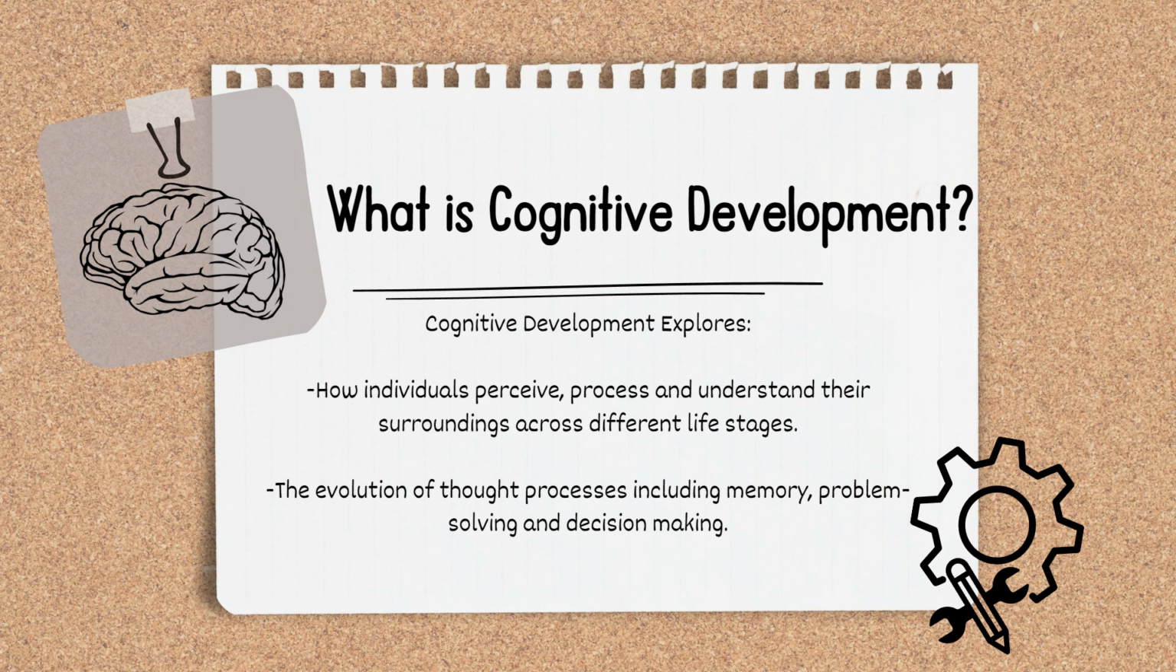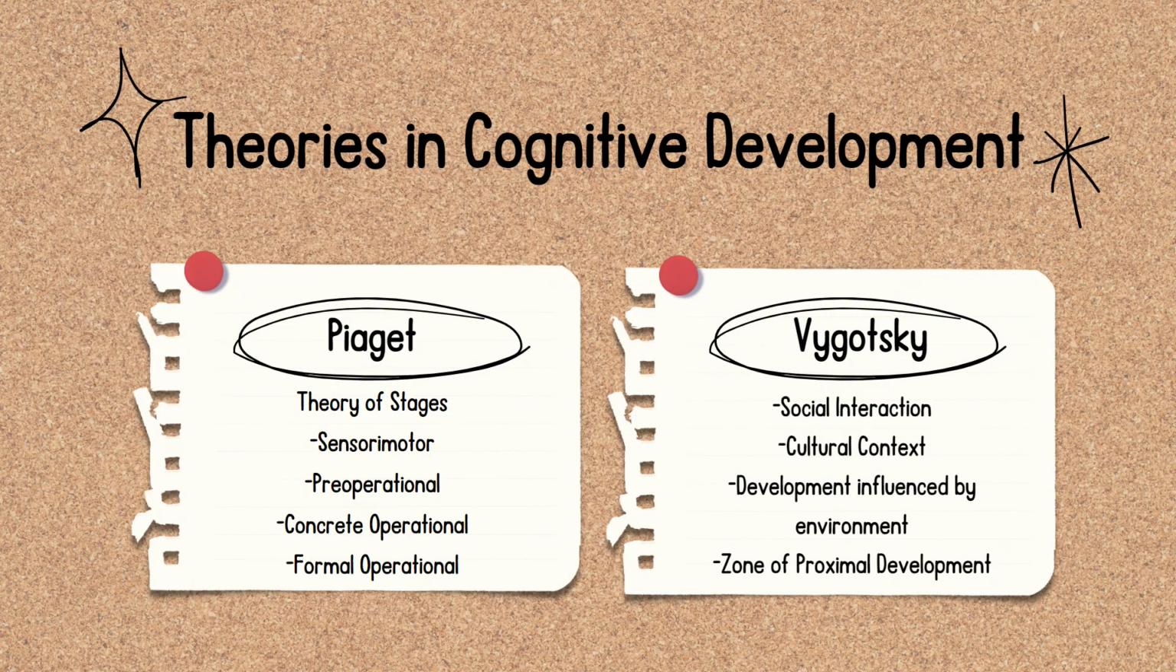Cognitive development explores how individuals perceive, process, and understand their surroundings across different life stages. It explores the evolution of thought processes, including memory, problem solving, and decision making. Lev Vygotsky and Jean Piaget are two of the most vital figures in cognitive development, each developing and presenting unique theories surrounding the concept.